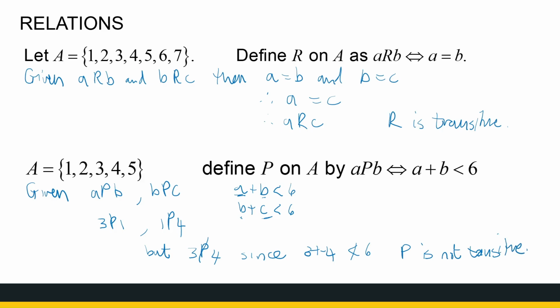So from here, we're going to look at relations that have all three of these properties. So we're looking at reflexive, symmetric, and transitive.